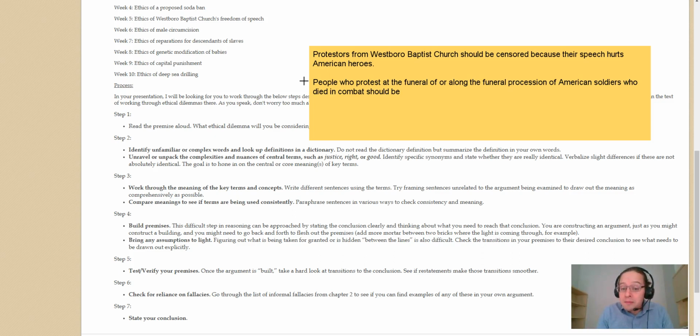Should be... should they be arrested? Should they be fined? Okay, let's do fined. I like that. Should be fined because their speech hurts. Psychologically hurts the families of American soldiers.